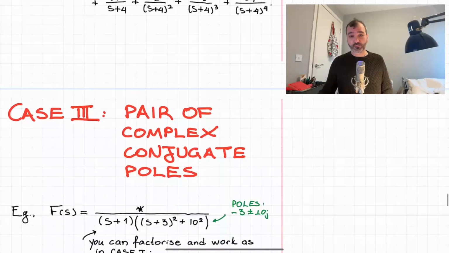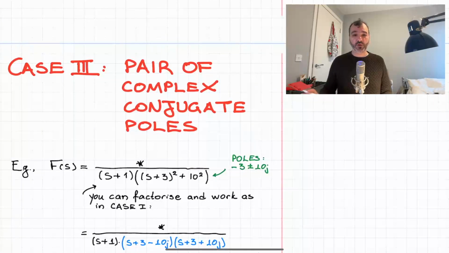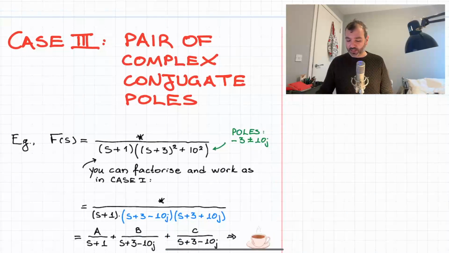Let's move on to case number 3, where you have pairs of complex conjugate poles. And these look like this. You can have a function that is something, whatever, over s plus 1, let's say, and then you have a term of the form s plus 3 squared plus 10 squared. So this means that we have the pair of complex conjugate poles, minus 3, because of this, plus minus 10j, the imaginary unit. And we can factorize it, of course, following case 1.